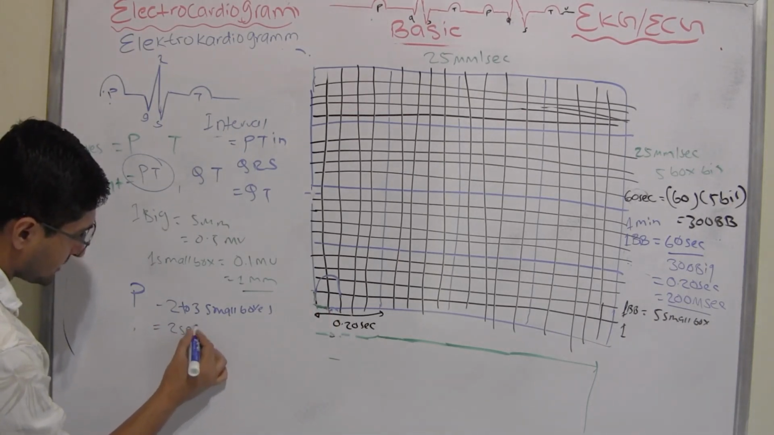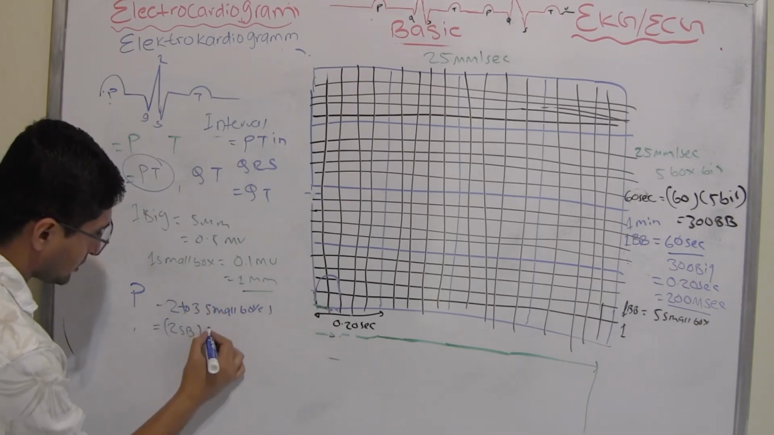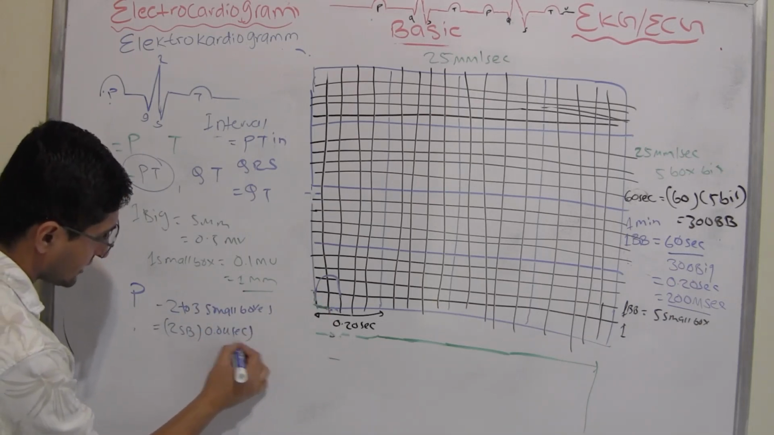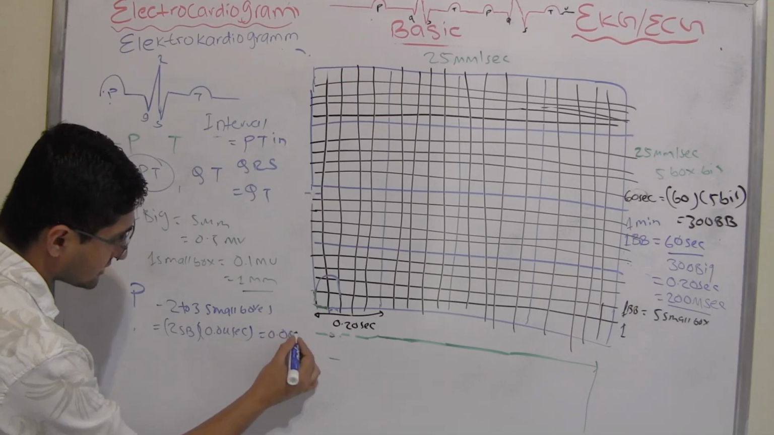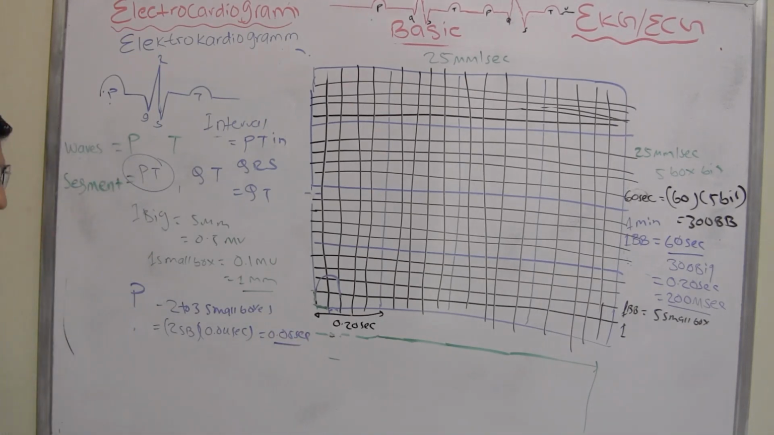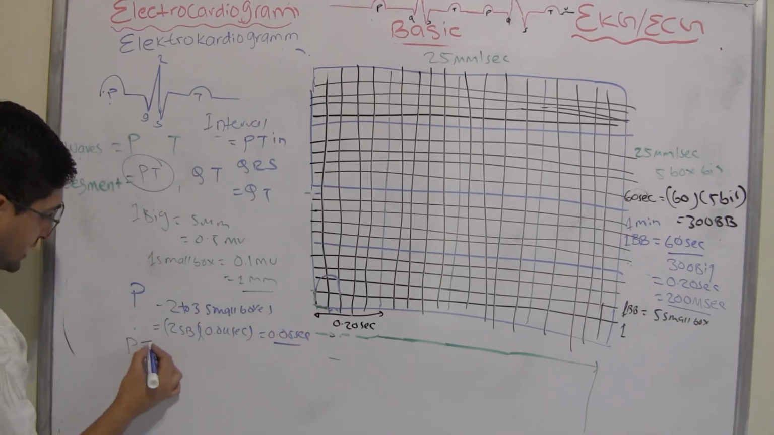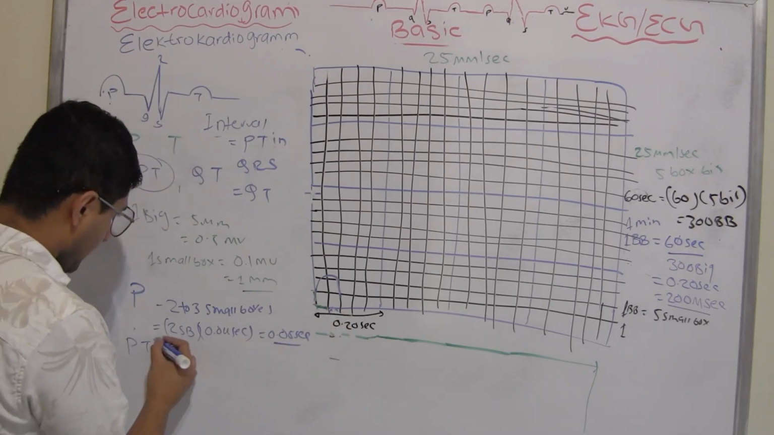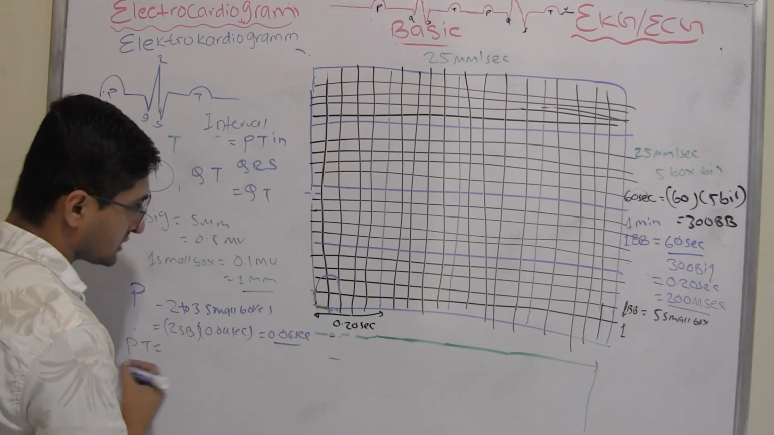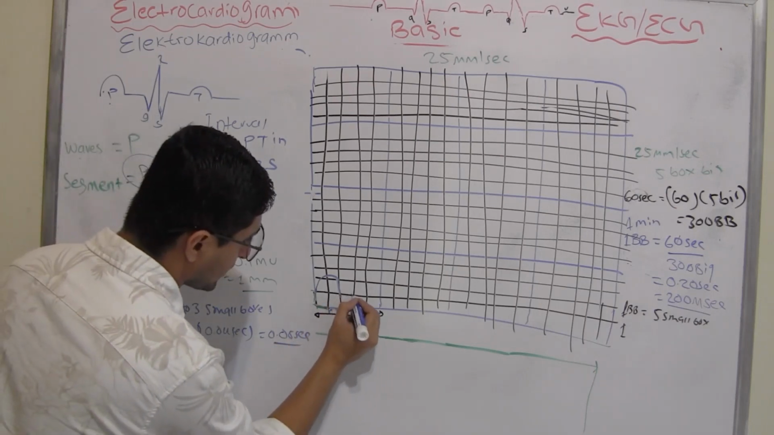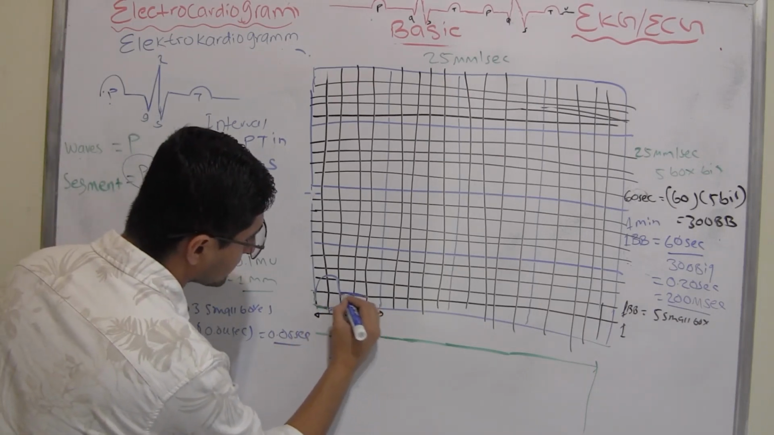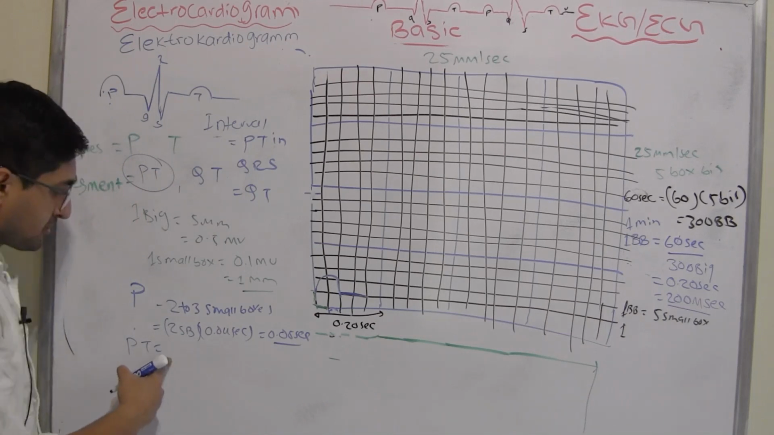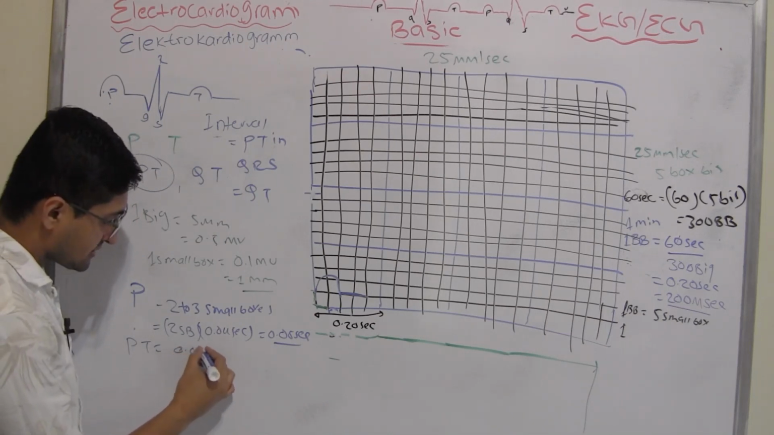2 small boxes. And each small box is what? 0.04 seconds. So this is 0.08 seconds. You draw this in 0.08 second. Now, let's say the PT segment. If I do PT, all segments are drawn in two boxes, so that will be 1, 2. So I'll have this wave right here. If I do this, what is this? PT again, it will be 0.08 seconds.